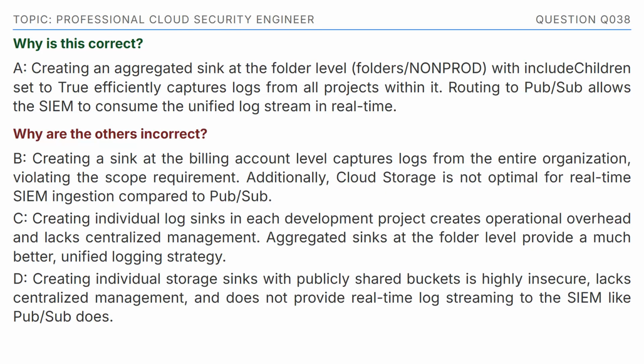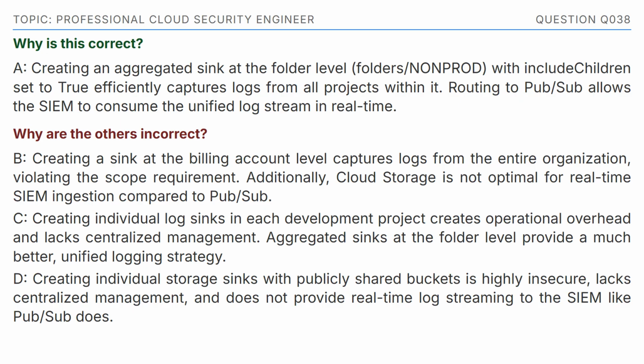Why is this correct? A. Creating an aggregated sink at the folder level, folders/non-prod, with include children set to true efficiently captures logs from all projects within it. Routing to pub/sub allows the CM to consume the unified log stream in real time. Why are the others incorrect?